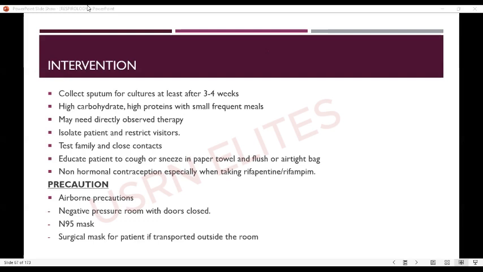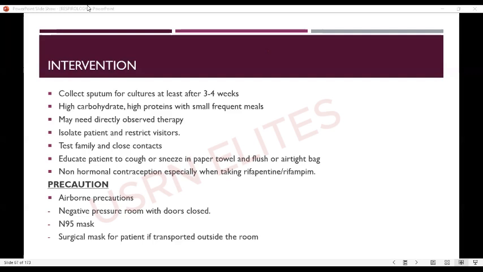So 2, high carbohydrate, high protein diet with small frequent meals. Of course, this patient will have dyspnea, difficulty in breathing. So when they are about to eat, they find it difficult to eat more at a time. Because of that, there is increase in oxygen demand. So they don't eat plenty, which can cause weight loss. Because of that, they must be fed in bits, but then the bits should contain high carbohydrate, high protein, to maintain or increase their weight.